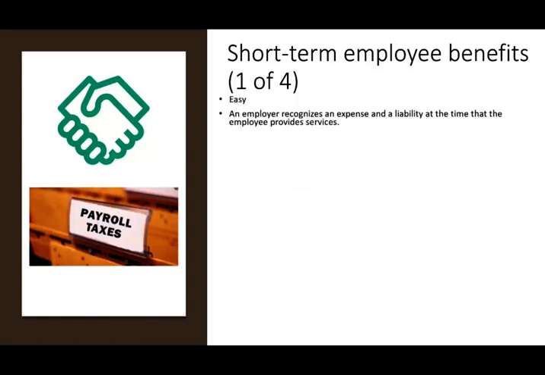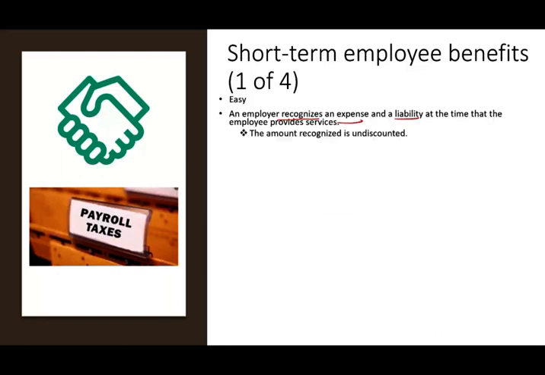Basically, the employer recognizes an expense and a liability at the time the employee provides the service. Simply put, as you earn your vacation time, we would record your vacation time. As you earn your bonus, we would record your bonus. So any benefit you are earning at the company, we would recognize it as it goes along. And this is based on the matching principle. If you have earned it, it's an expense for the company.